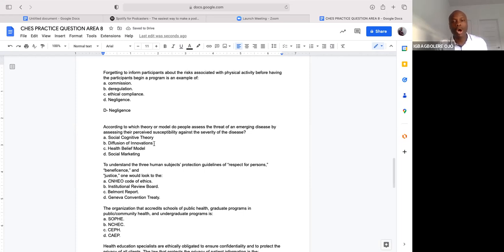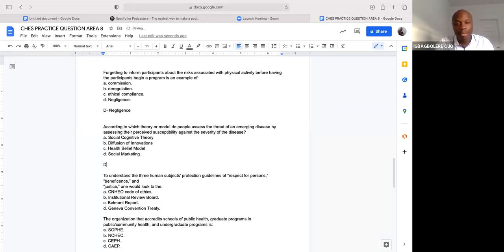Next question. According to which theory or model do people assess the threat of an imagined disease, by assessing their perceived susceptibility against the severity of the disease? Okay, sounds like a whole lot of words, right? I know. Option A, social cognitive theory. Option B, diffusion of innovations. Option C, health belief model. Option D, social marketing. Now, begin by answering the question through the elimination method.